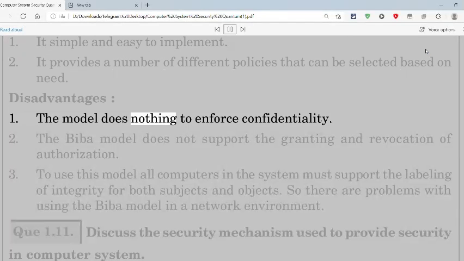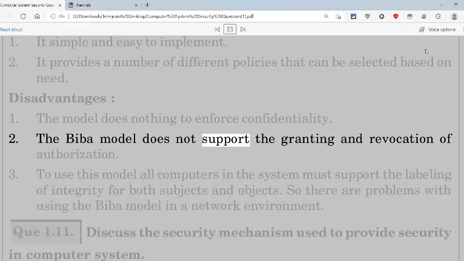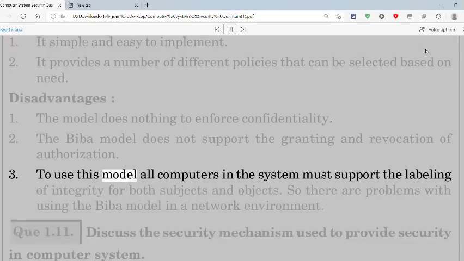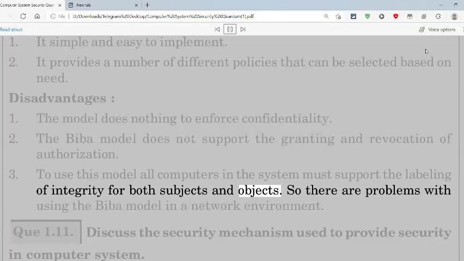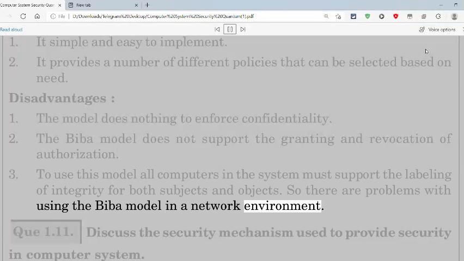Disadvantages. 1. The model does nothing to enforce confidentiality. 2. The BIBA model does not support the granting and revocation of authorization. 3. To use this model, all computers in the system must support the labeling of integrity for both subjects and objects. So there are problems with using the BIBA model in a network environment.